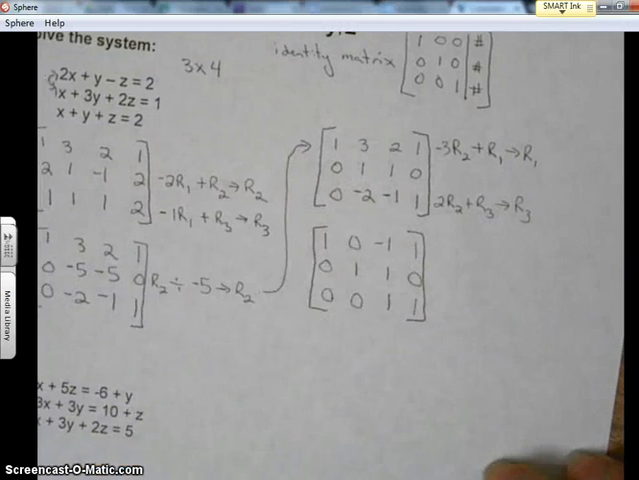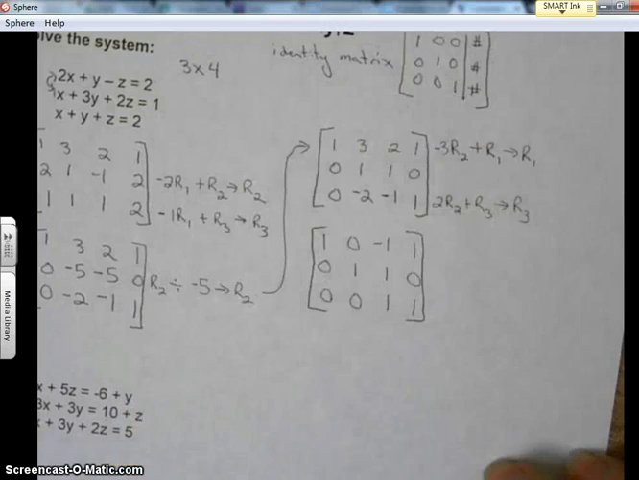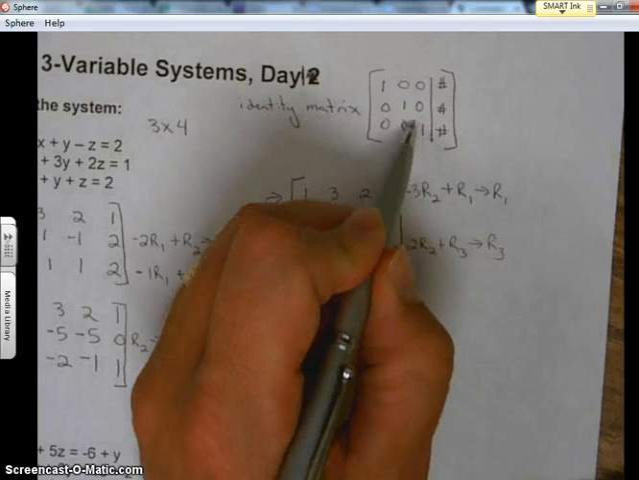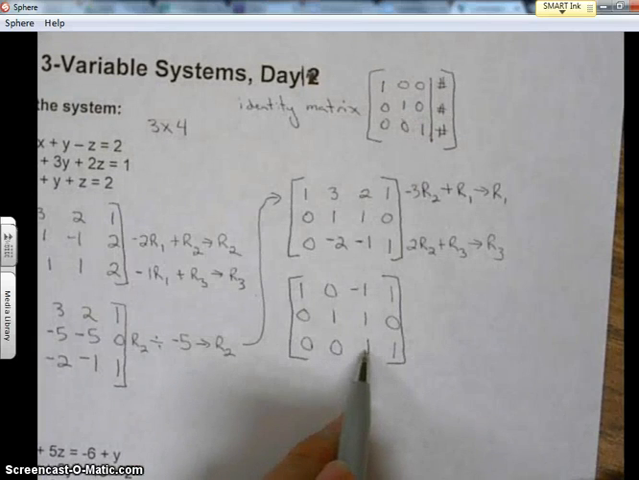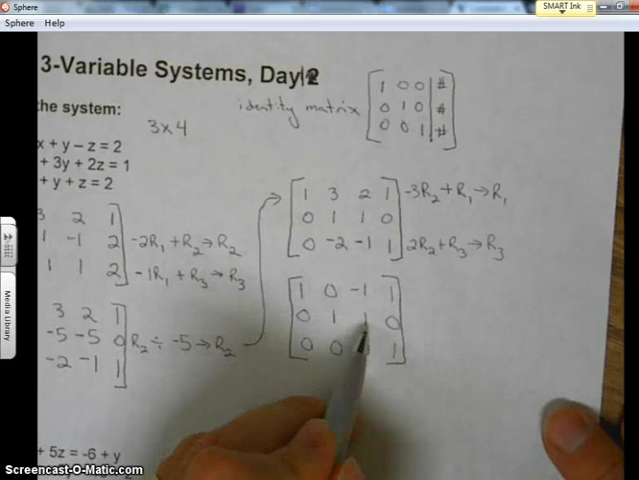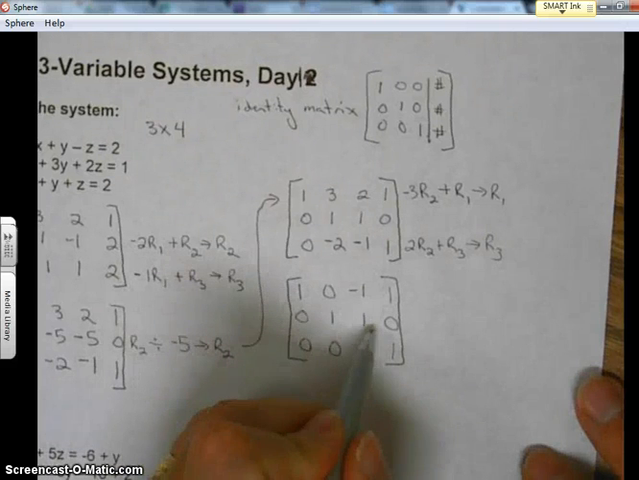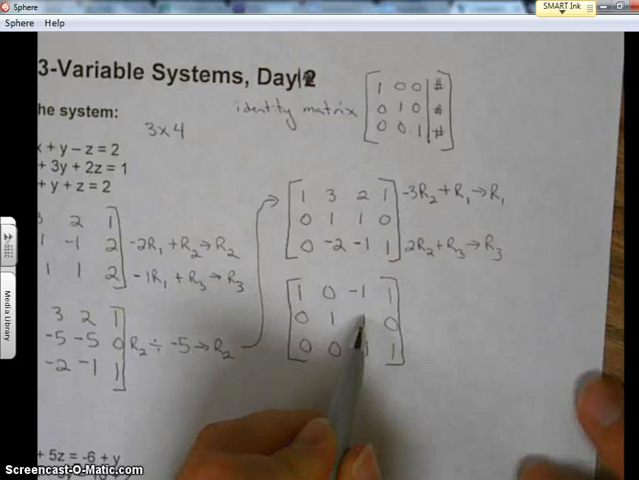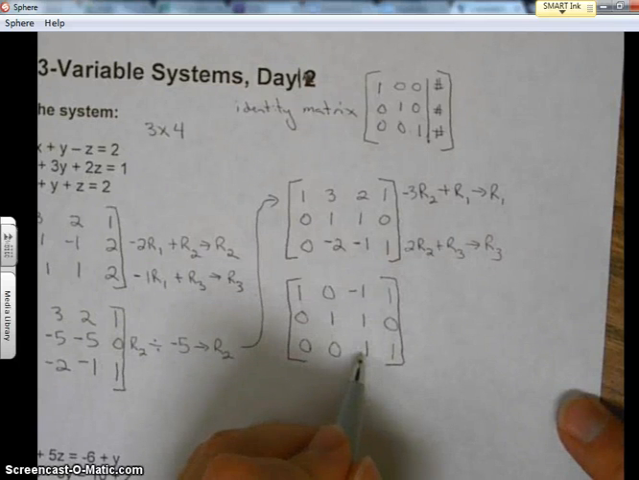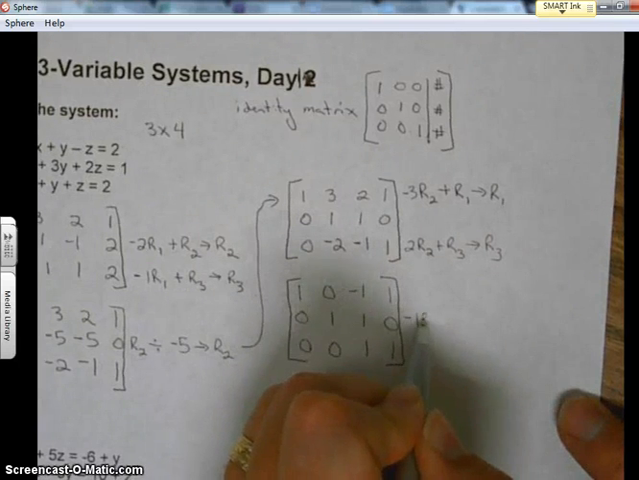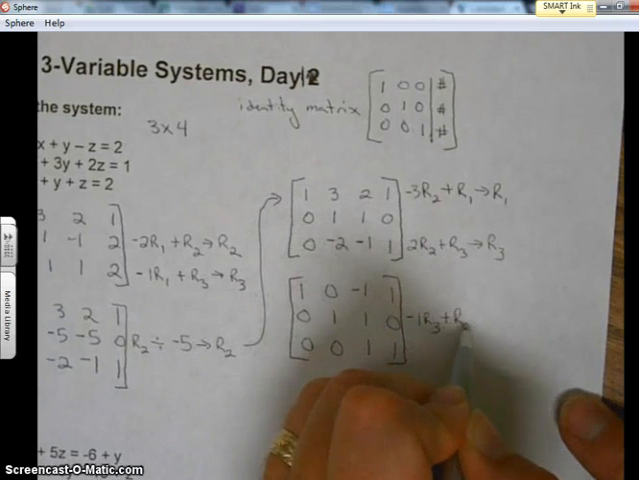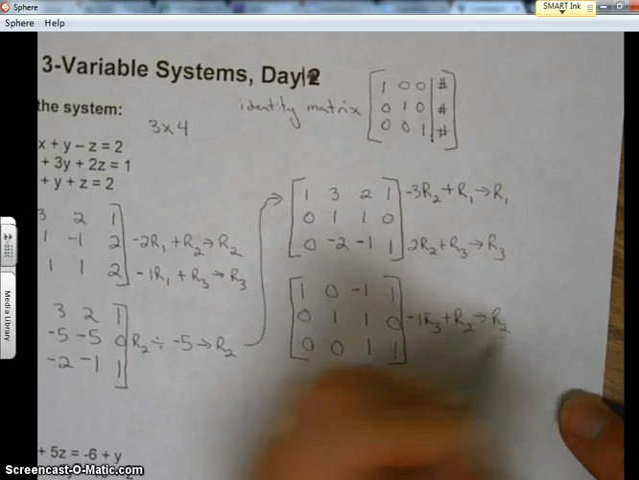Alright, we got our second column matching the identity matrix. Now the next thing we need is to get the 1 in the third column. So now all we have to do is get zeros here. If I want to get a 0 here, I need to make this negative 1 and add it to 1. So I'm going to take row 3 times negative 1 and add it to row 2. And that's going to give me a new row 2.